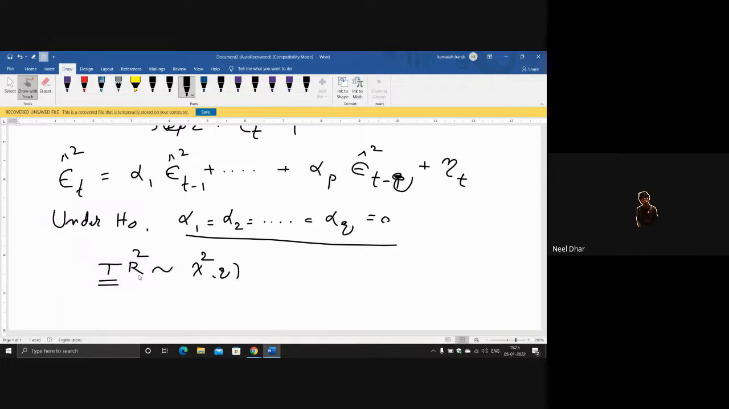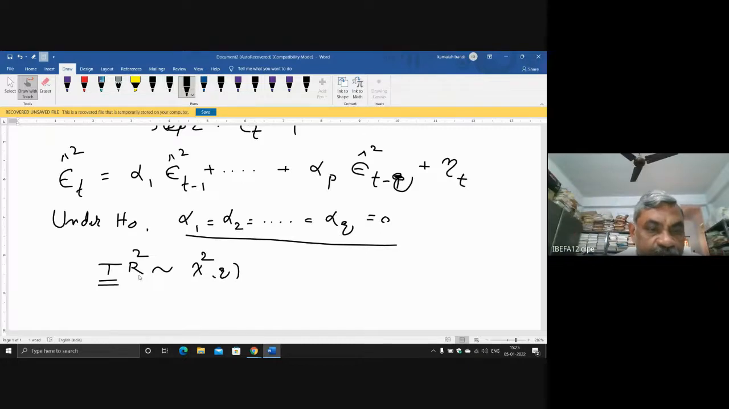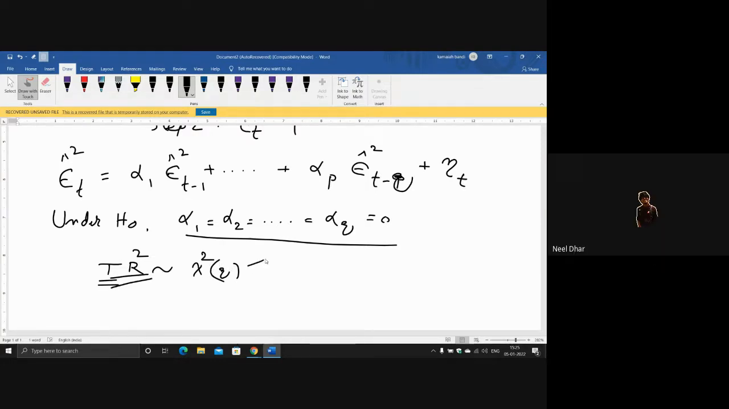So could you? I'm a little confused. What is TR square? T is the sample size. R square is the typical R square that you get from the regression. That product TR square should follow chi-square distribution with Q degrees of freedom. So basically, we're running a chi-square test.